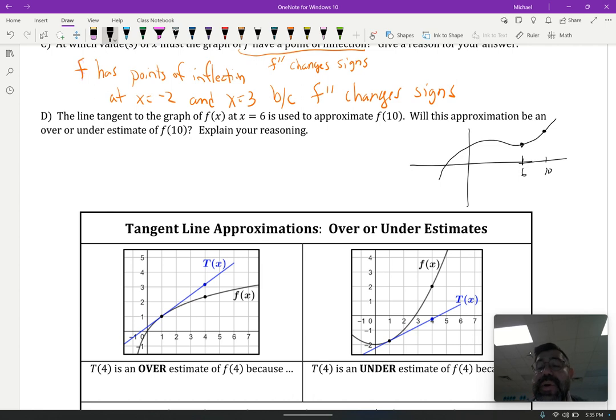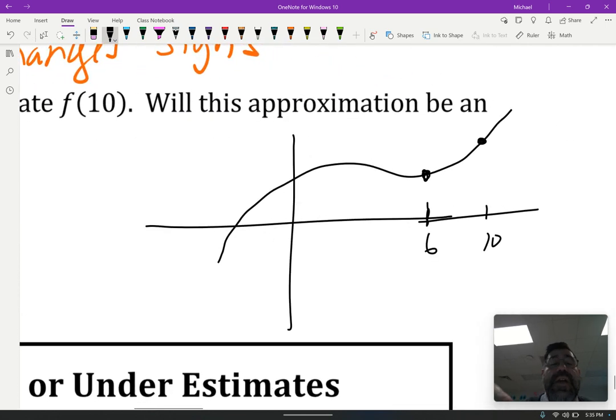So if I'm looking for the point on the graph, I could draw a tangent line, and the point on the line at 10 is a pretty good approximation for the point on the curve. Well, maybe not in the graph that I did, but they're saying that the value at 10 can be approximated with the tangent line at 6, right? This is the idea that they're pretty close to each other. We can approximate one for the other. But the question is, how do I know if it's an overestimate or underestimate?